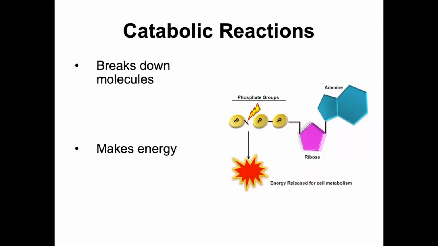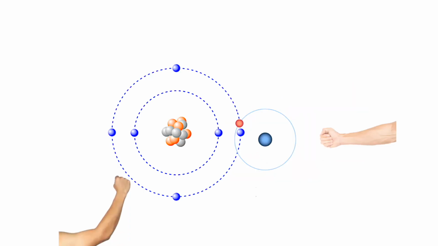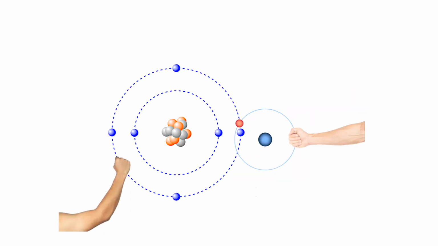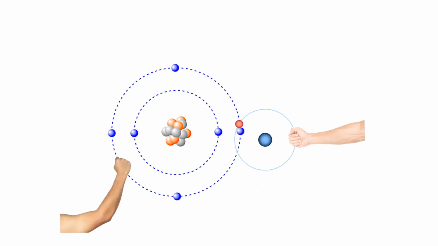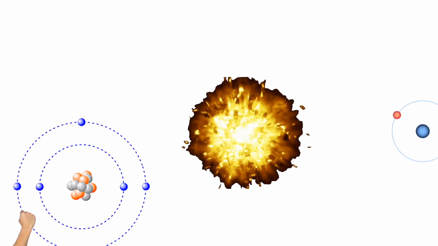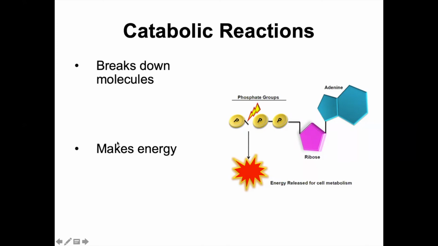Back to vocab words, catabolic reactions. This is how we are going to use the ATP. Remember, catabolic reactions, you break molecules to release energy. That should not write makes. That's weird. It releases the energy. Right? We don't make it, it comes from the sun.